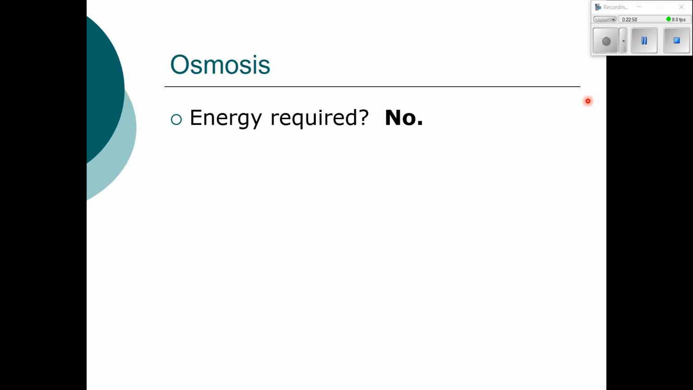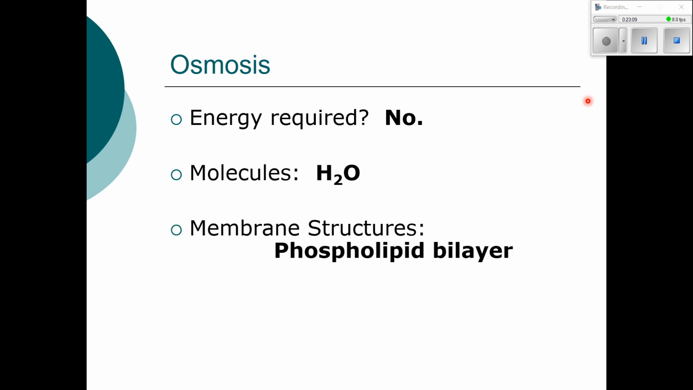Okay, so just to summarize osmosis, remember osmosis is a type of diffusion, so no energy is required. Osmosis is specifically the diffusion of water. The water passes through the phospholipid bilayer, usually.